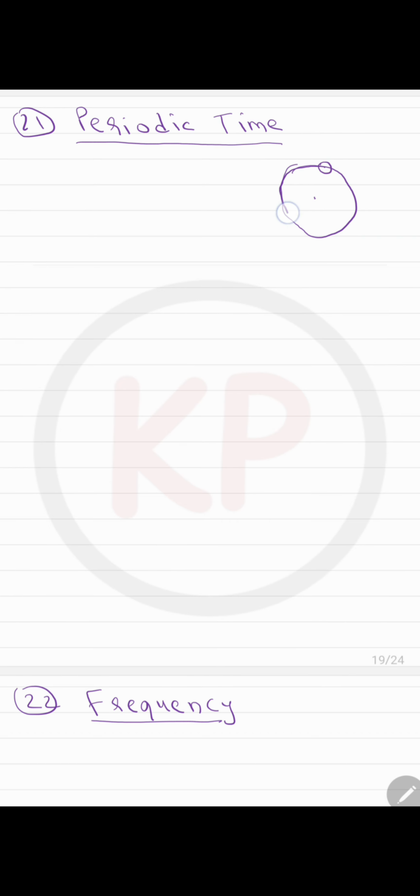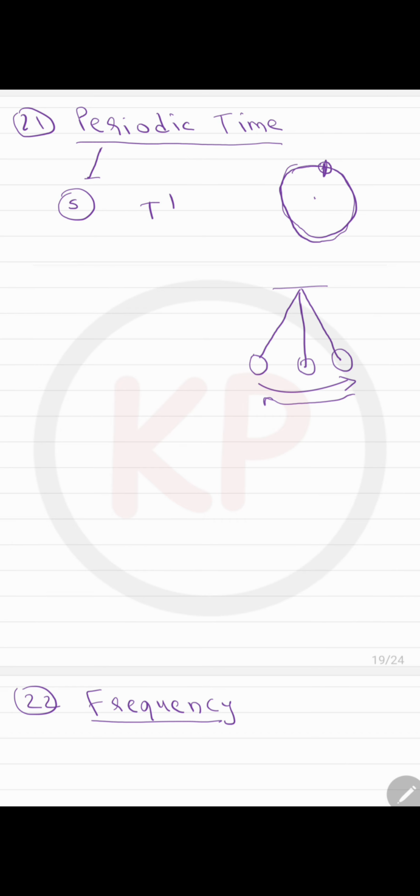Like if the earth is completing one full revolution around the sun, the time taken will be 365 days. We can say the periodic time of earth is 365 days, 365.25 to be precise. If this is a simple pendulum, the time taken to complete one full oscillation, going from left to right and again from right to left, is called periodic time. Its unit will be second. Its dimensional formula is T1.